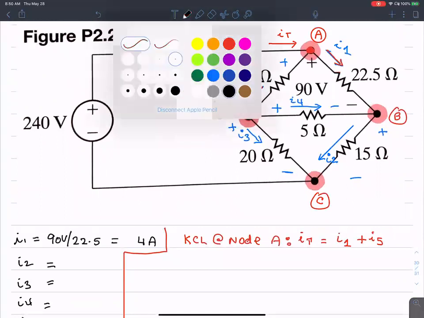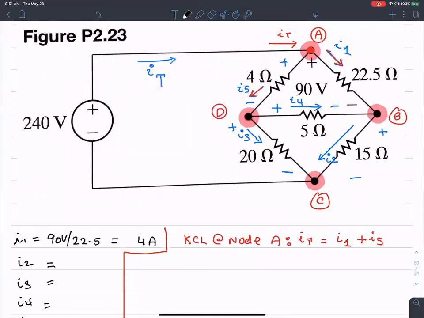I could do the exact same thing at node B as well. KCL at node B. Now, how would that equation look? It'd be I2 equals I4 plus I1. Correct. I2 equals I4 plus I1, which is 4 amperes, because I just found out that I1 is 4 amperes. Right? Nice.